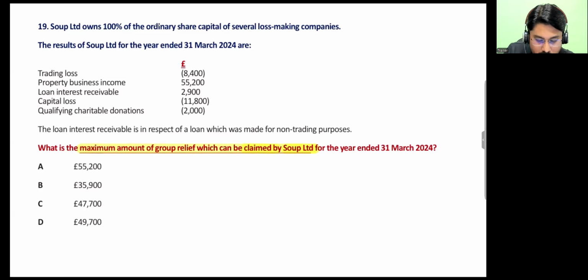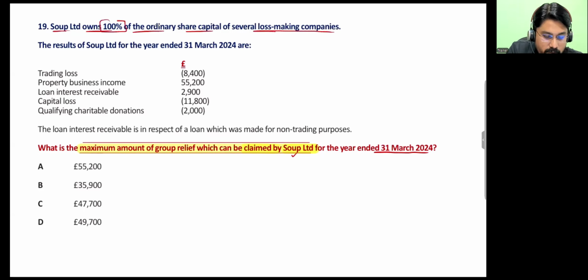If you read from here, what is the maximum amount of group relief that can be claimed by S Limited? So surely S Limited will have profits in this situation and would be claiming the other company's loss against its profit for the year ended 31st March 24. S Limited owns 100% of the ordinary share capital of these several loss-making companies. This means the condition is met for group loss group, because for GLG, those companies form a group where the direct and indirect shareholding is more than 75%. So this 100% suggests that all of the companies are in the group loss group.